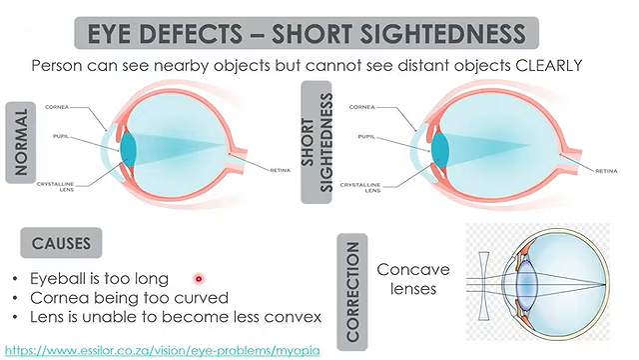What causes it? It might be that my eyeball is too long, or it can be that the cornea is too curved, or it might be that the lens is unable to become less convex.